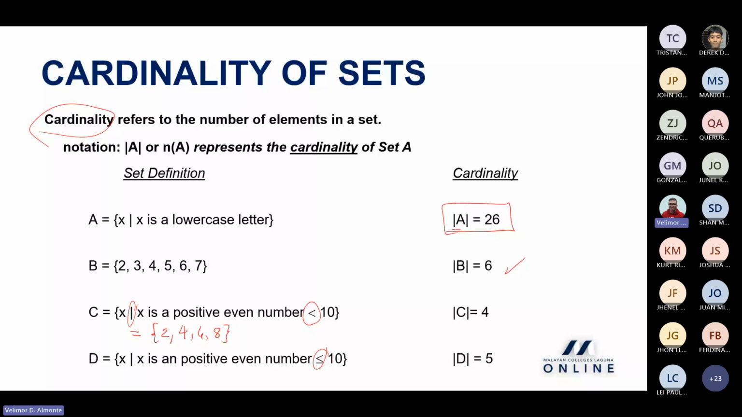So you have a set containing 2, 4, 6, 8, and then this one I can continue. So 2 again, 4, 6, 8, but 10 is allowed because that is non-strict. So therefore, the cardinality of set C is 4. The cardinality of set D is 5 because that includes 10.